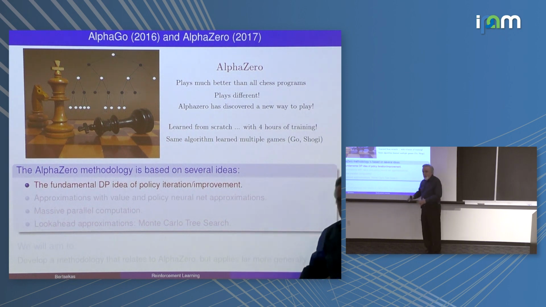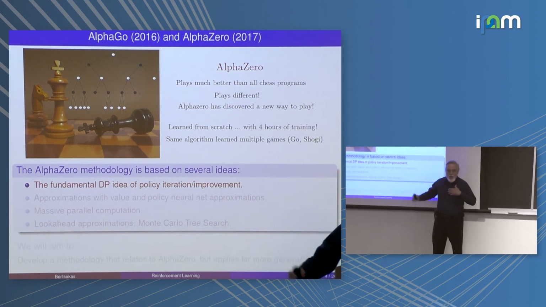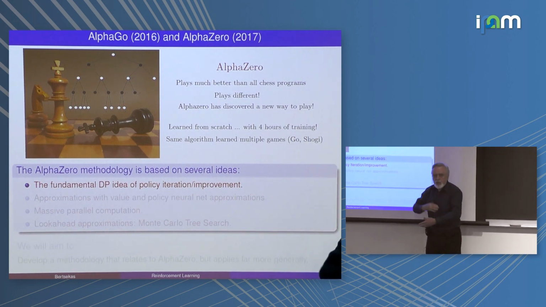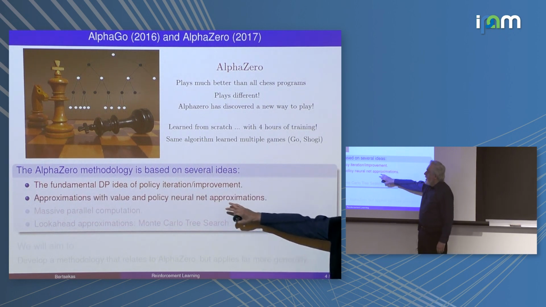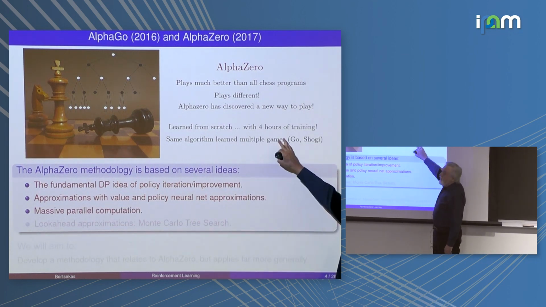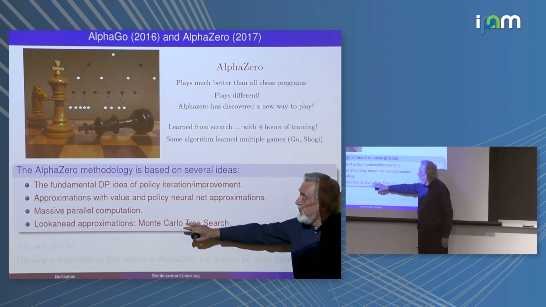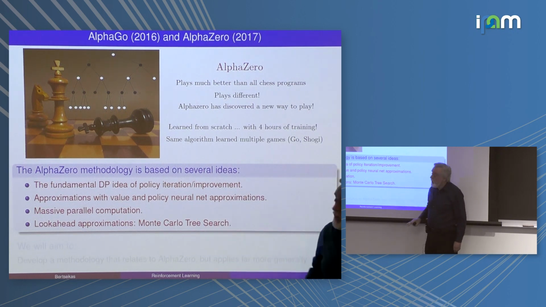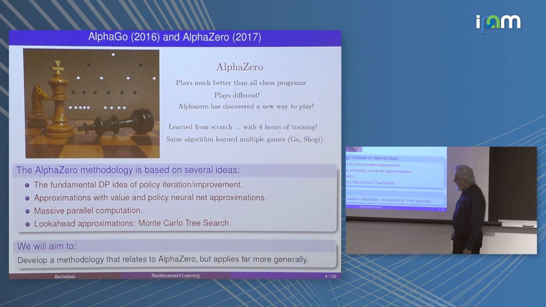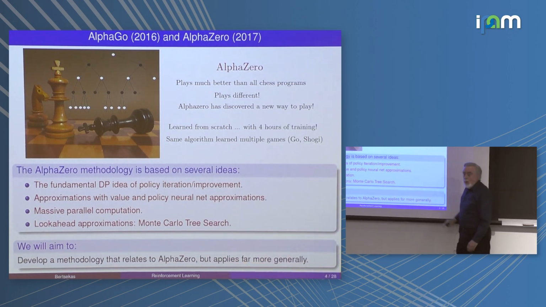Okay, now the AlphaZero methodology is a very skillful implementation involving several ideas. The first idea is policy iteration, the fundamental dynamic programming idea of policy iteration, policy improvement. Start from a strategy, play the strategy, and improve the strategy, and do this repeatedly. Cost function approximations and policy approximations using neural networks. Massive parallelization. This 4 hours would translate to years of training had it not been for parallel computation. Finally, it involves some very skillful look-ahead approximations. In particular, the technique of Monte Carlo research has been very effective within the AlphaZero context. Now, what we will aim to do here is develop a methodology that relates to AlphaZero, contains several of these ideas, perhaps in modified form, but applies far more generally.